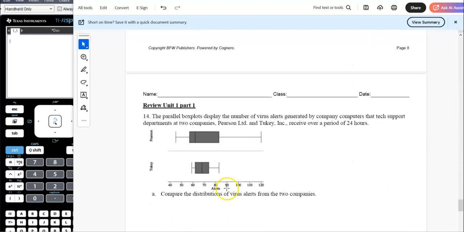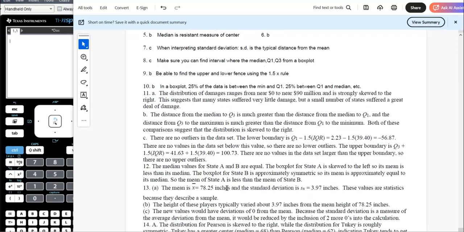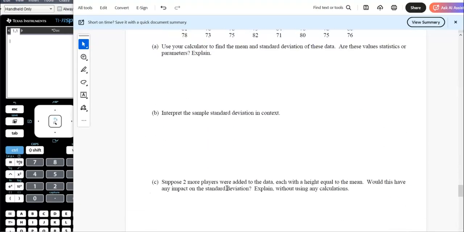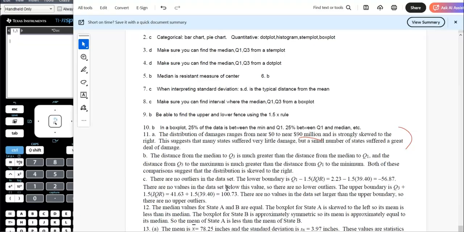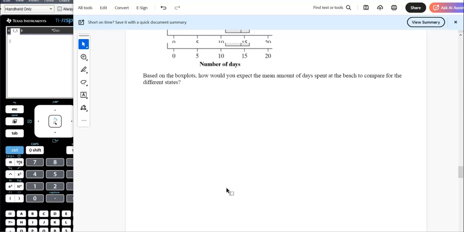Should read what they wrote. The distribution of damages varies from 0 to 90 million. Oh, I like how they put the units there. So I didn't really put it in millions. It's strongly skewed to the right. They even use the word strongly. This suggests many states suffered very little damage, but a small number of states suffered quite a bit of damage. Okay, we haven't gotten to part B yet. Okay.